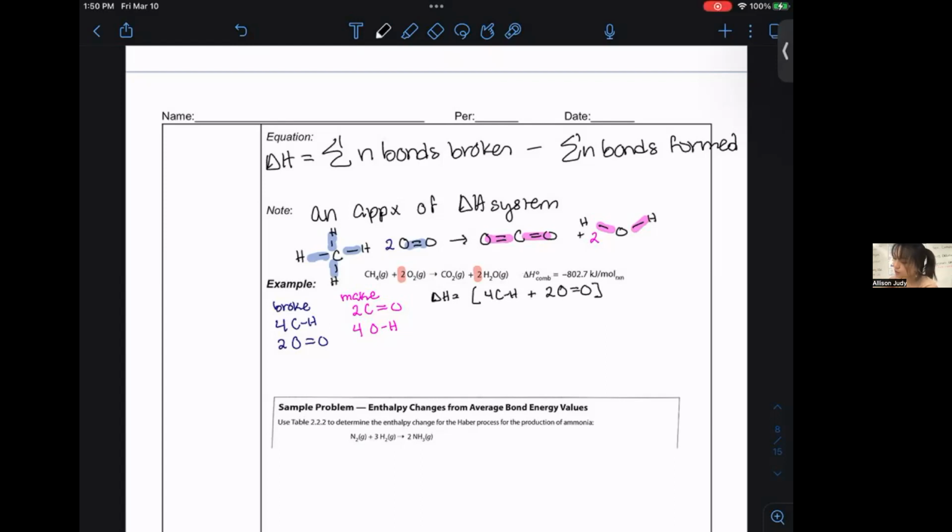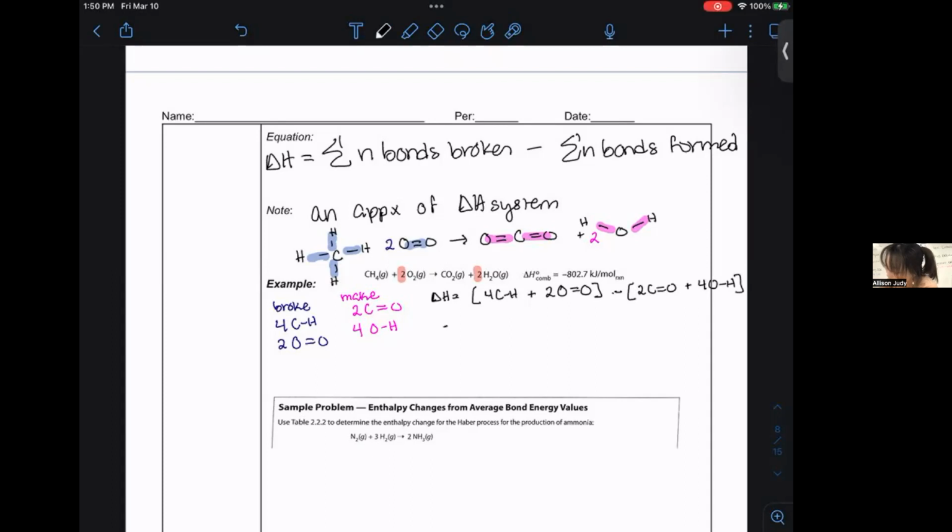Okay, that's my bonds broken minus my bonds formed, which is 2 CO values and 4 OH bond making values. And notice this time it's not product minus reactant. We don't flip our arrangement for this estimation.